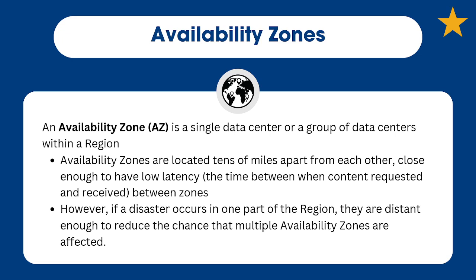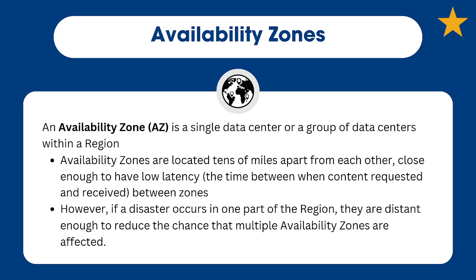All right, let's talk availability zones. So as I mentioned before, an AWS region will have multiple availability zones, usually three or more. But what exactly is an availability zone? An AZ is just a single data center, or it can be a group of data centers within that region.